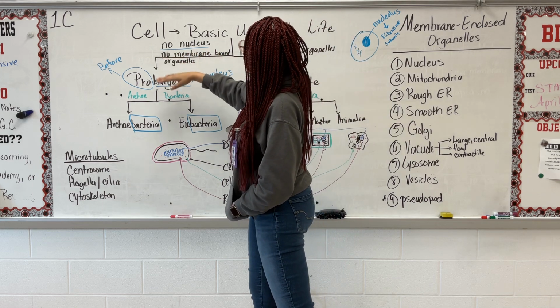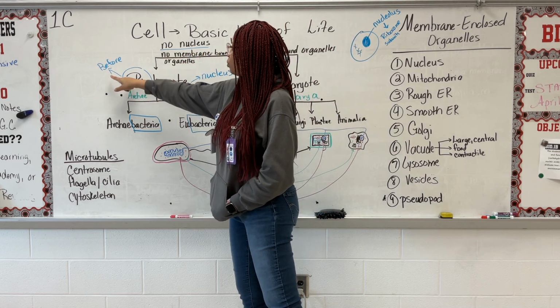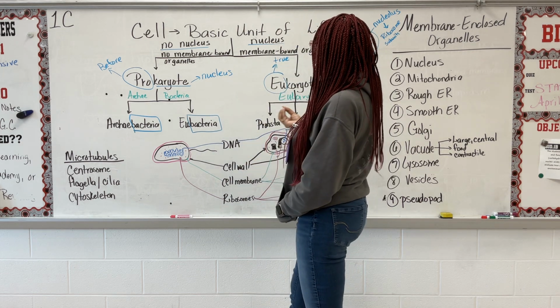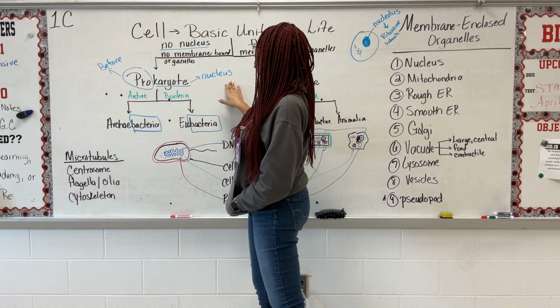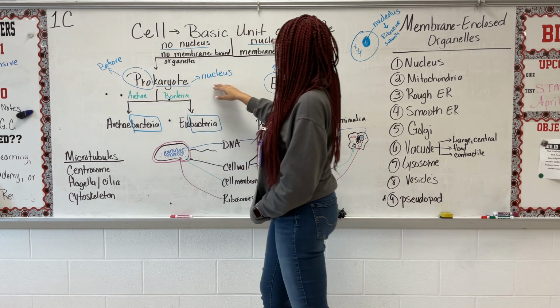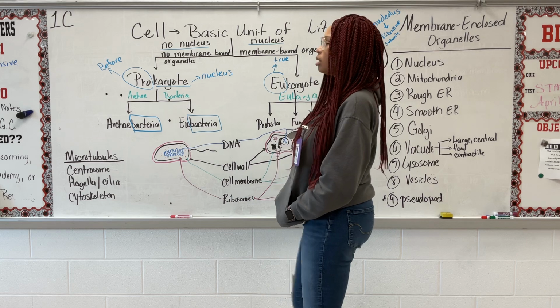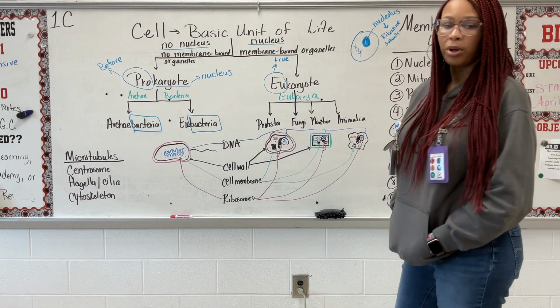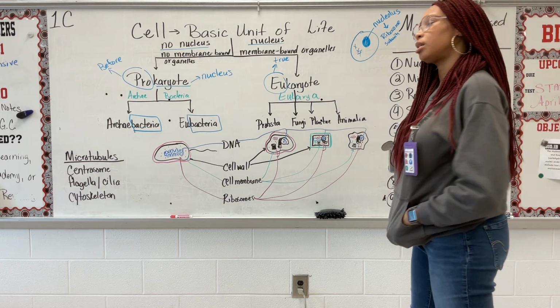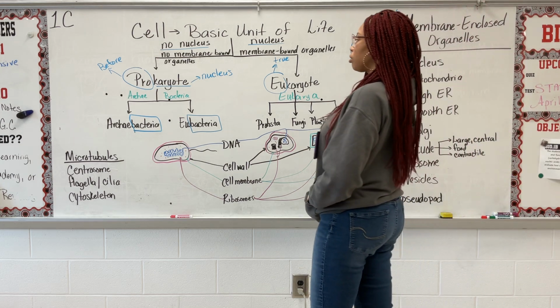Now, the thing about a prokaryotic cell is pro means before, karyote roughly translates into nucleus. It's actually like another kernel, but it roughly translates into nucleus. So a prokaryote is a cell that was before the nucleus. So there's not going to be any nucleus in a prokaryotic cell. Prokaryotic cells are also simple cells. They only have the necessary organelles they need to survive.